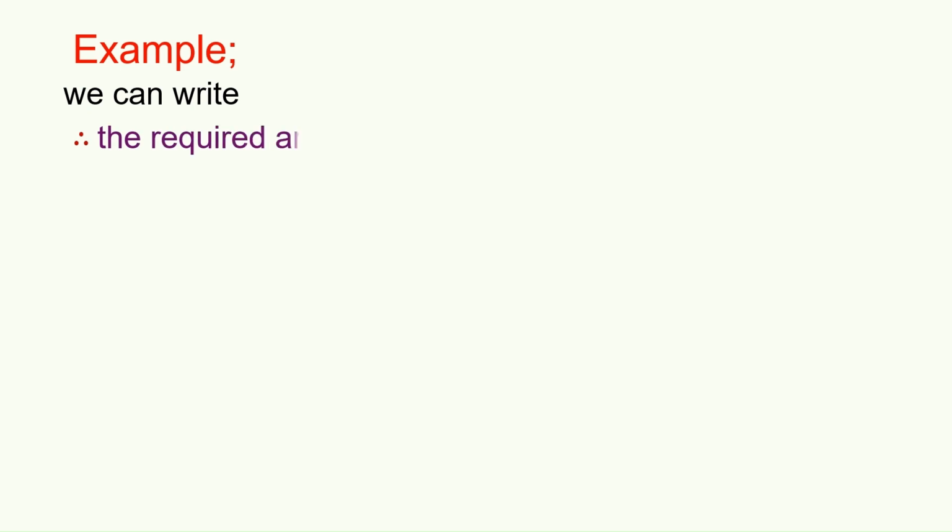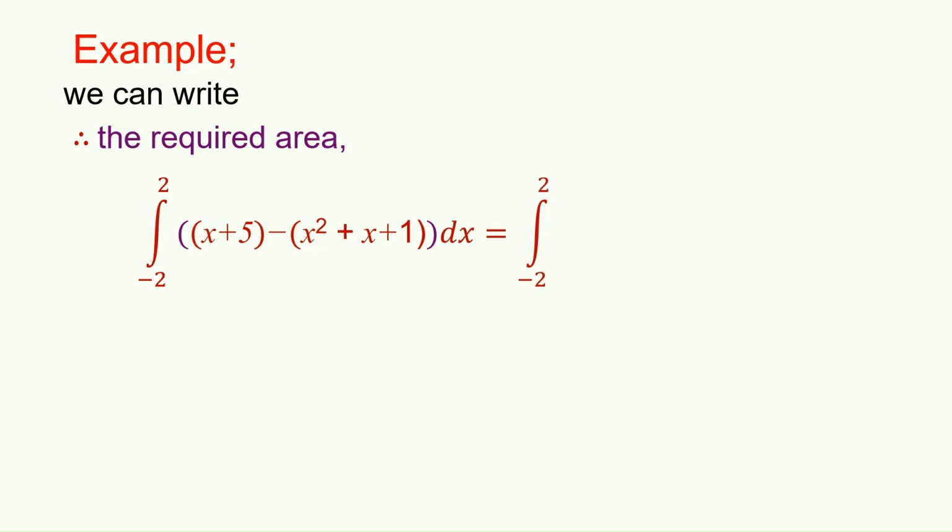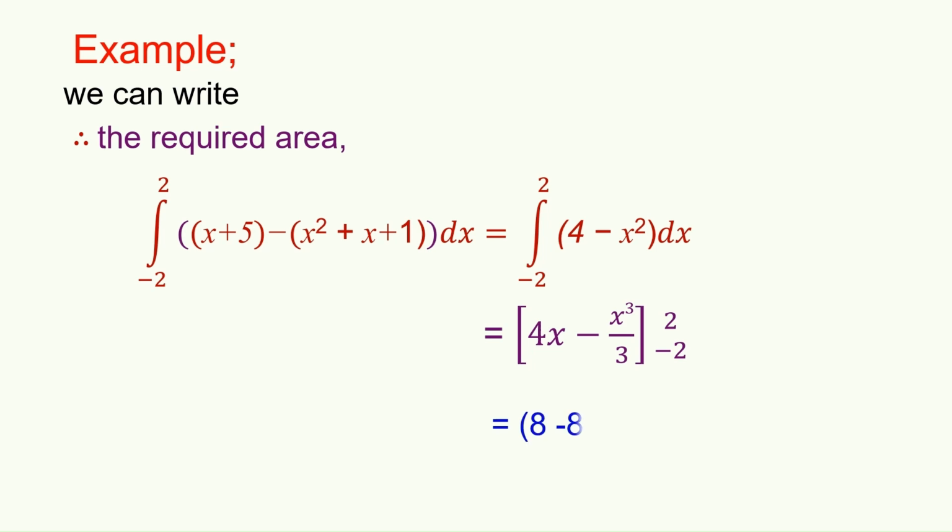We can write, therefore, the required area, definite integral of x plus 5 minus (x squared plus x plus 1) with respect to x from lower limit minus 2 to upper limit plus 2, equals definite integral of 4 minus x squared with respect to x from lower limit minus 2 to upper limit plus 2, equals 4x minus x cubed divided by 3, evaluated from minus 2 to plus 2, equals 8 minus 8/3 minus (minus 8 plus 8/3), equals 32/3.